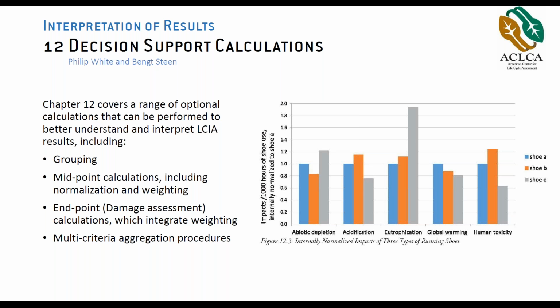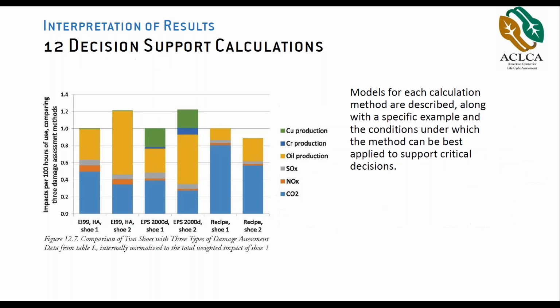We also touched upon multi-criteria aggregation procedures because there's interest in some practitioners about that. When we wrote the chapter, we made sure to include for each calculation method a clear example of the application and describe the situations where it may be most usefully applied. So we did that for each of the different calculation methods that we addressed in the chapter.